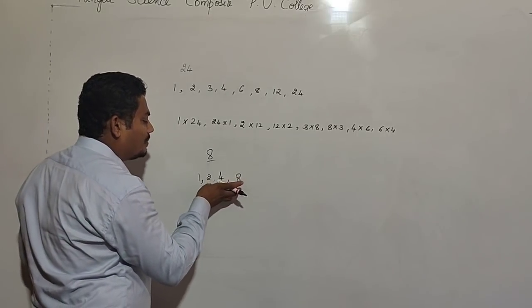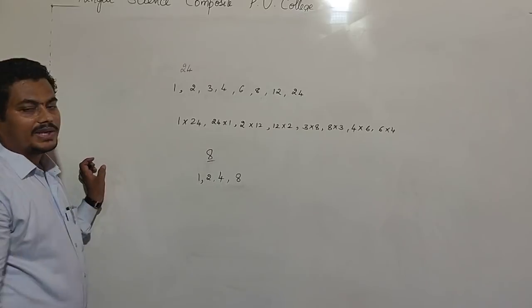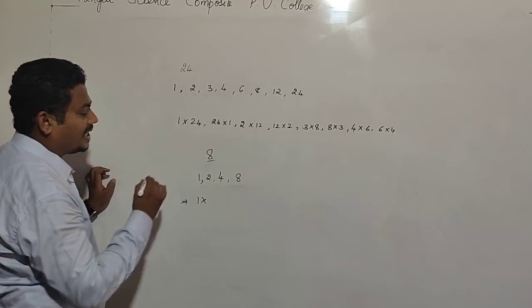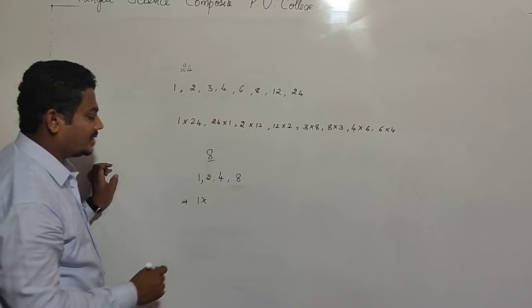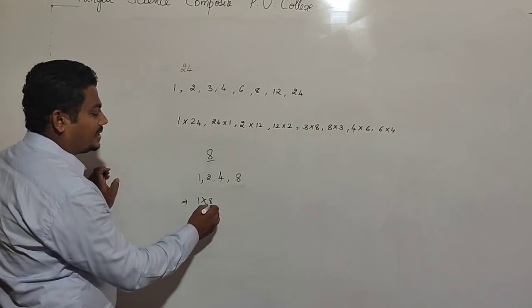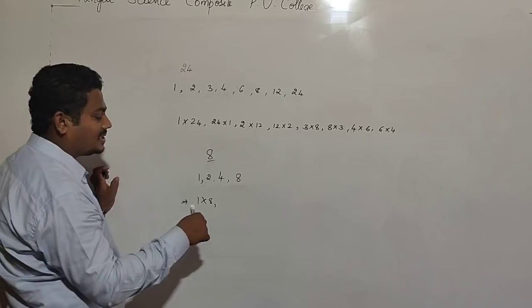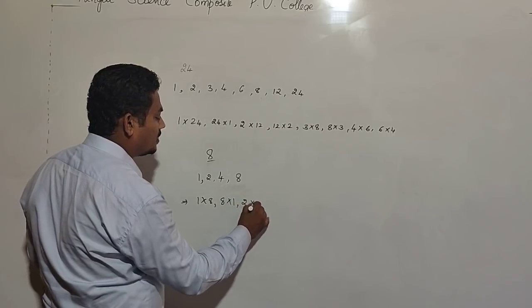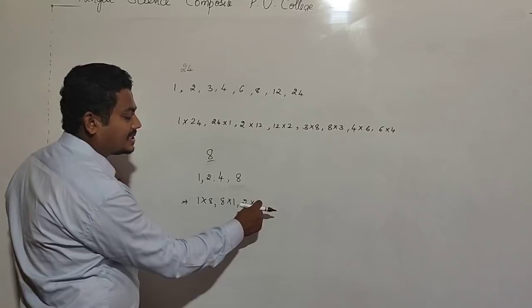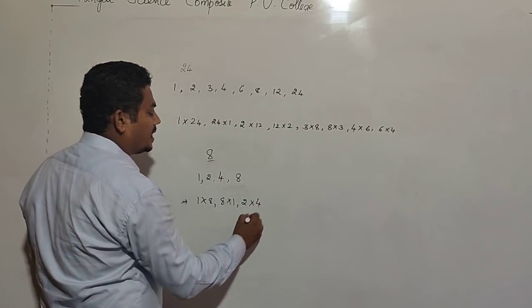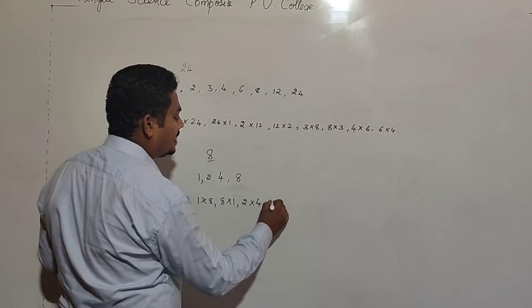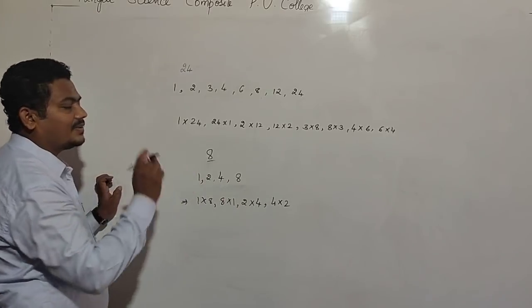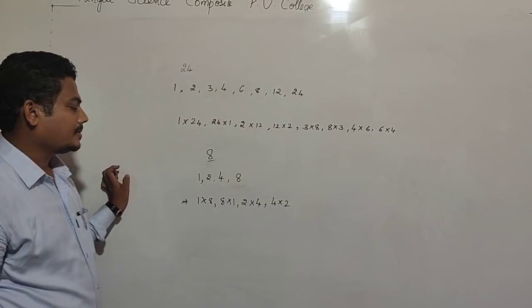Now select any two numbers from this set whose product is equal to 8. If I select 1, then what is the second number? Their product should be equal to 8, so it will be 1 cross 8. If one of the orders is 1 cross 8, then 8 cross 1 is also possible. If I select 2, then what is the next number? Their product should be 8, so it is 2 into 4, and its reverse order is also possible, that is 4 into 2. These are the possible orders of the given matrix if a matrix has 8 elements.